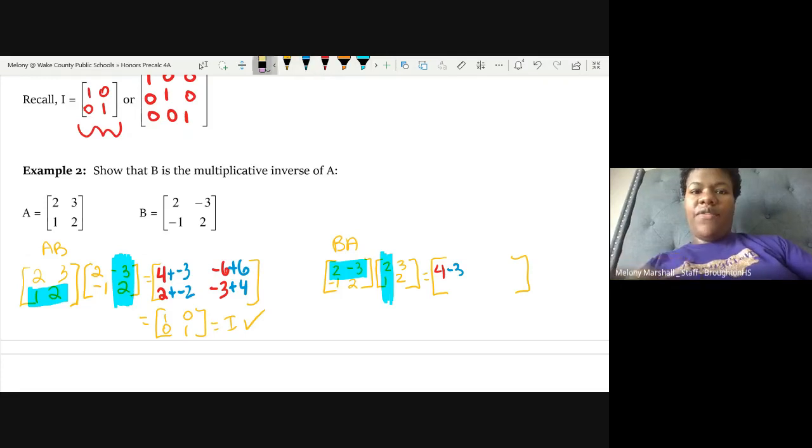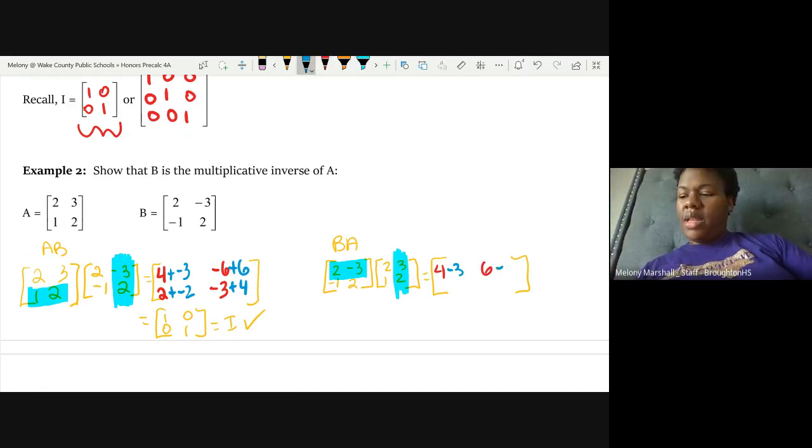Then same thing, but with the next column: first times first, 6, second times second, -6. Doing it again, this time with the next row. I don't know why it's getting rid of everything. So put my -3 back. -3 and 2.